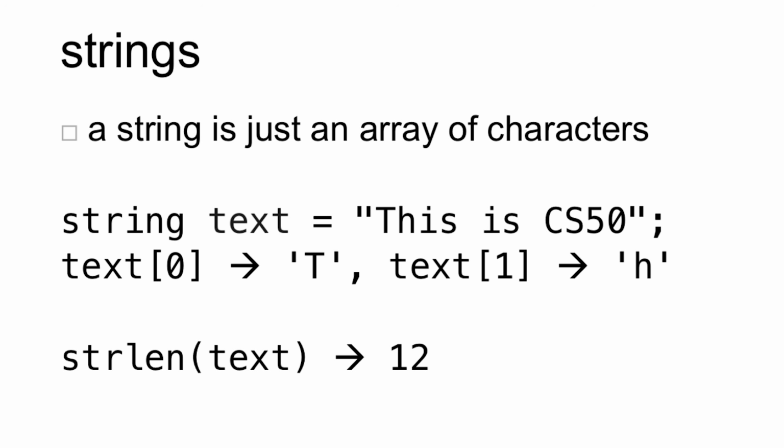Say I have a variable of type string called text. This is CS50. Well then, in order to access each character, all I have to do with the variable text is to say text at index 0, that corresponds to capital T. Text at index 1 corresponds to the lowercase h. Another useful function is the string length function. Passing in a string to that function will return an integer, the length of that string.